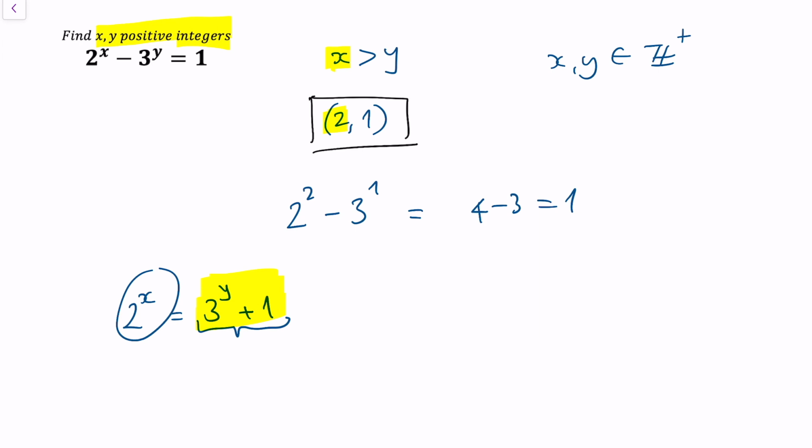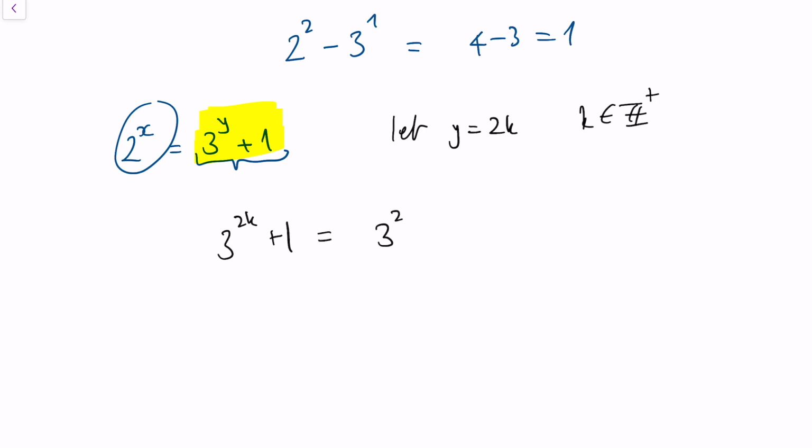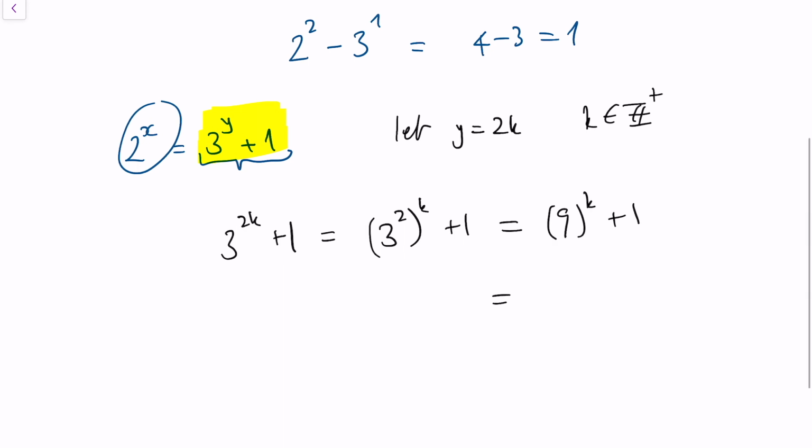One way to do that is to use modular arithmetic. Now let y be an even number, y equals 2k, where k is a positive integer. We have 3 to the 2k plus 1, which is equal to 3 squared to the power of k plus 1. That is 9 to the power of k plus 1, which is equal to 1 to the power of k plus 1 in mod 8.